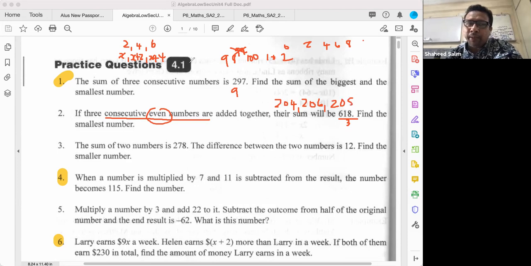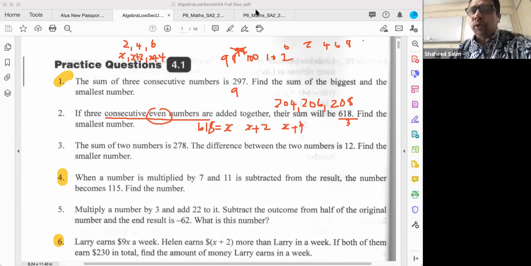But I'm going to show you how to get the answer. So you let x be the smallest number. So now they say the sum is 618, right? 618 is equal to the 3 numbers plus together. What are the 3 numbers? x. What's the next number? x plus 2. What's the next number? x plus 4. So you must be able to see, first of all, do you understand this part? No. Okay, so now we go to the board.